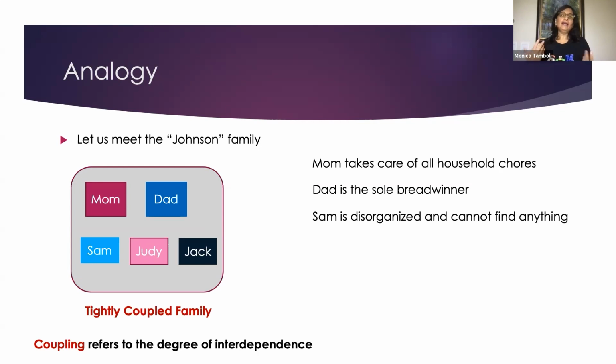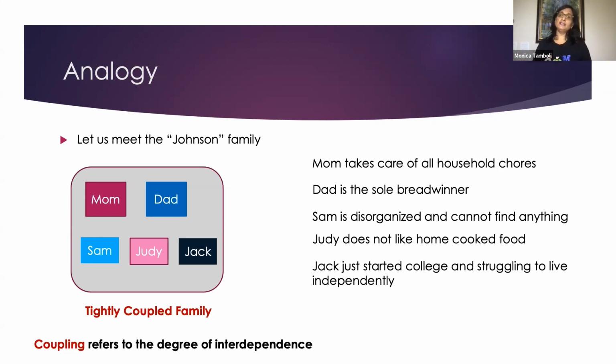Sam says, "Mom, I can't find my jacket. I'm getting late for school." He's very disorganized. Judy says, "Oh, the same food again." Jack, who just started college, is struggling to live independently. He's late for classes, not doing well overall in college. So here we have a family which is very tightly coupled. Coupling here means the degree of interdependence. So they depend on each other.